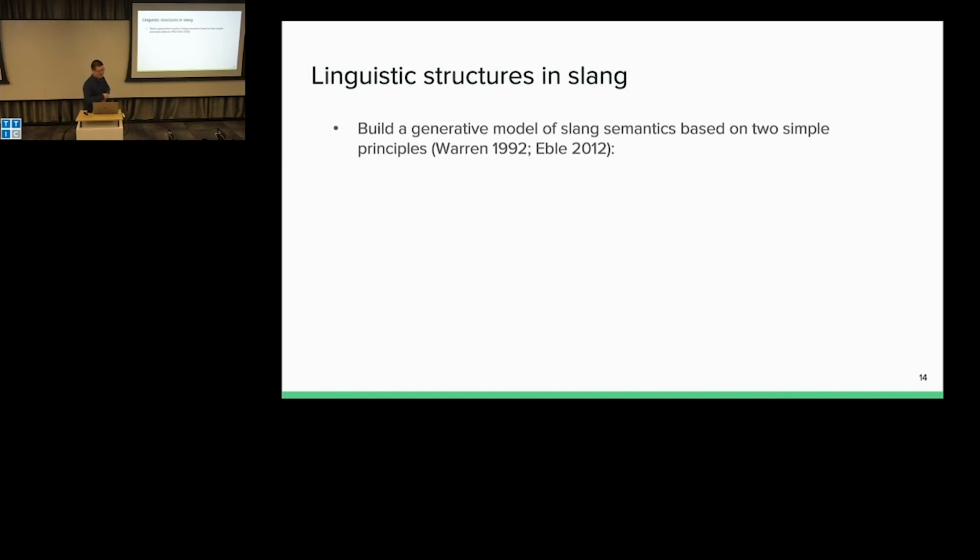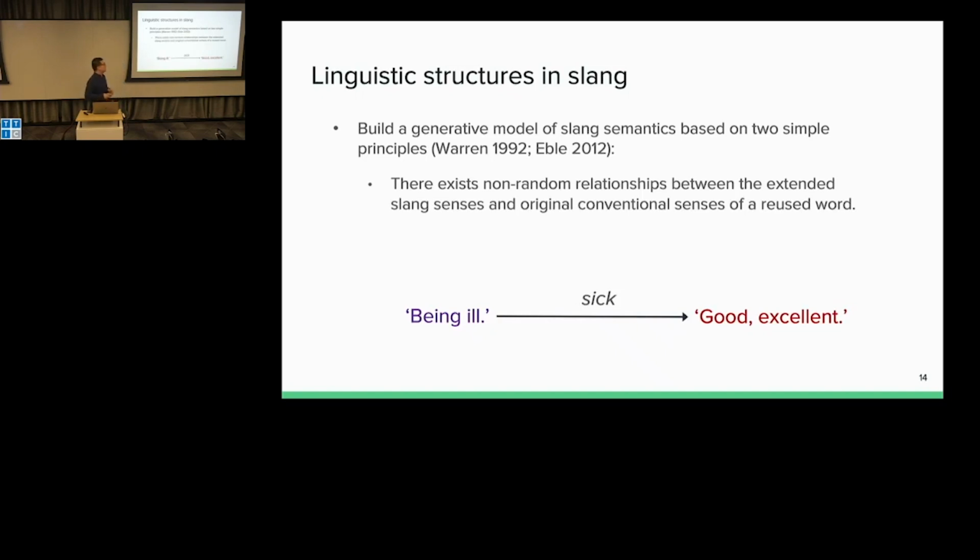And now going back to slang, what kind of linguistic structure can we latch on to? We do this by looking at two very simple principles. The first is that there exist non-random relationships between the extended slang sense, for example good, excellent, and the original conventional sense of a word being reused. In this case, we argue that there is a non-trivial relationship between the sense being ill and the sense good, excellent. As a corollary, there is no randomness in how these words are chosen, and there are really consistent patterns based on data.